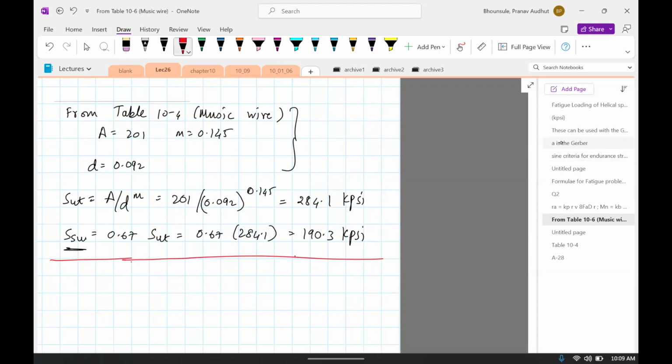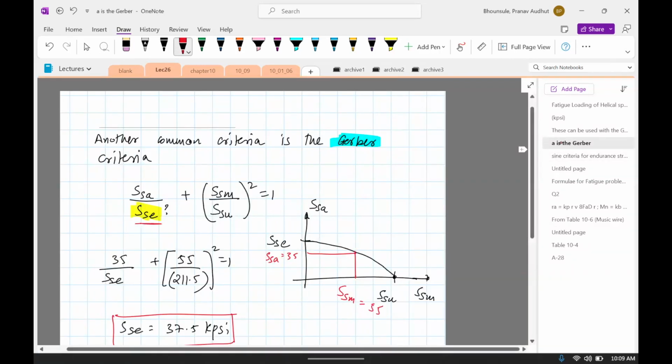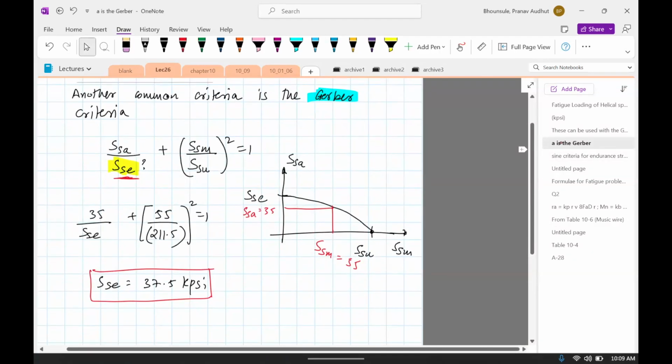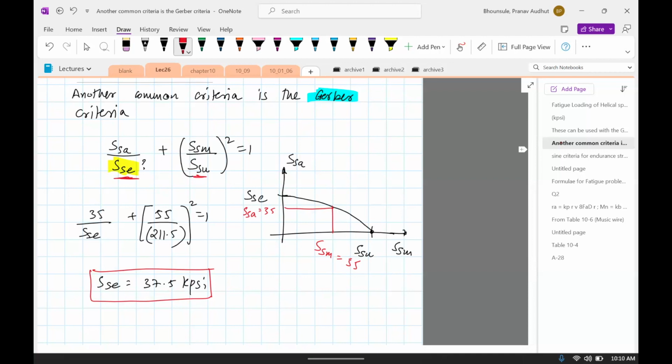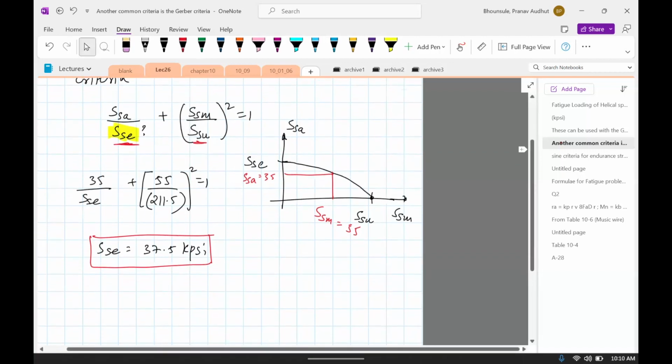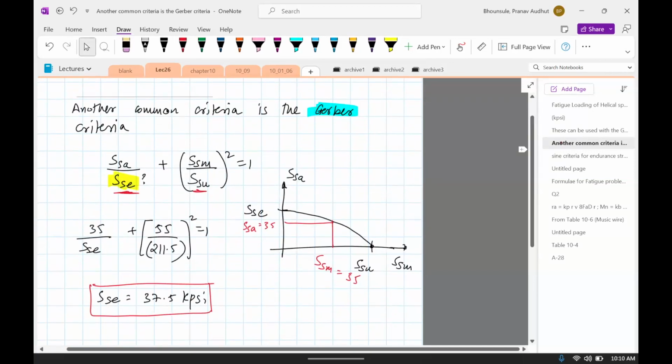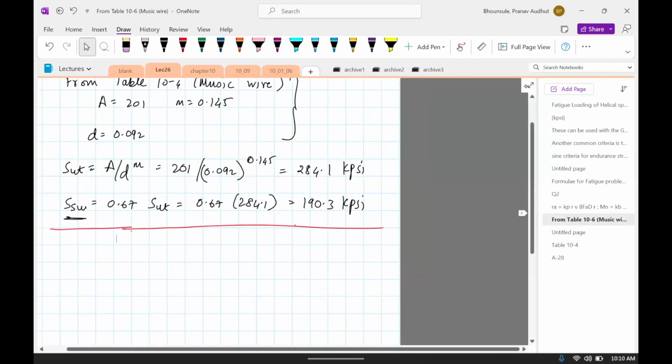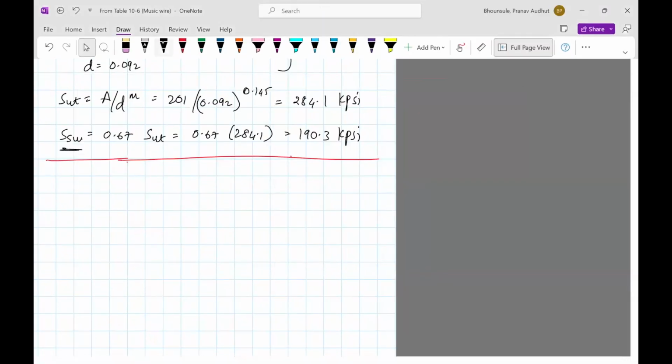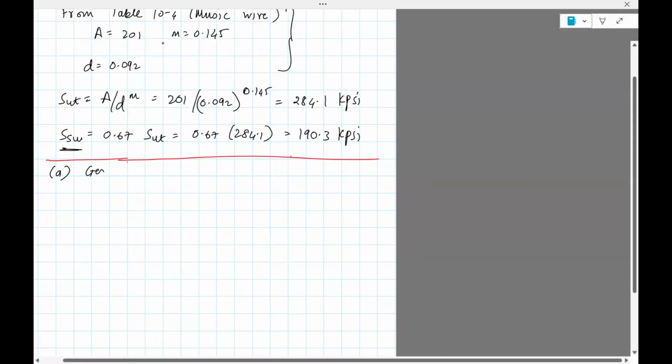Well, if you go back here, remember we were computing SSE. If you knew SSU, SSM, SSA, SSA and SSM came from Zimmerli data. SSU is something which we have computed for music wire. So we can compute SSE using the same kind of equations. So that's something we've done. Let me just repeat this for this particular problem. So now is the time we specialize and solve for each of these individual criteria. So let's go with Gerber.